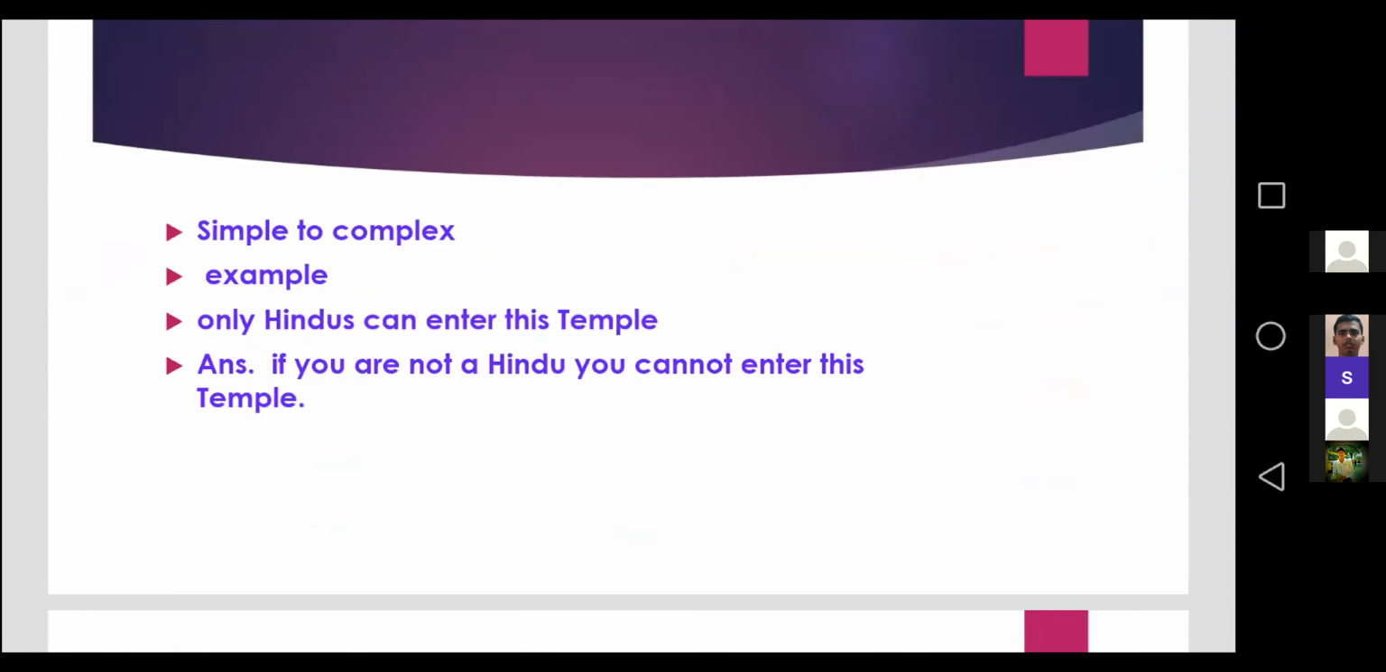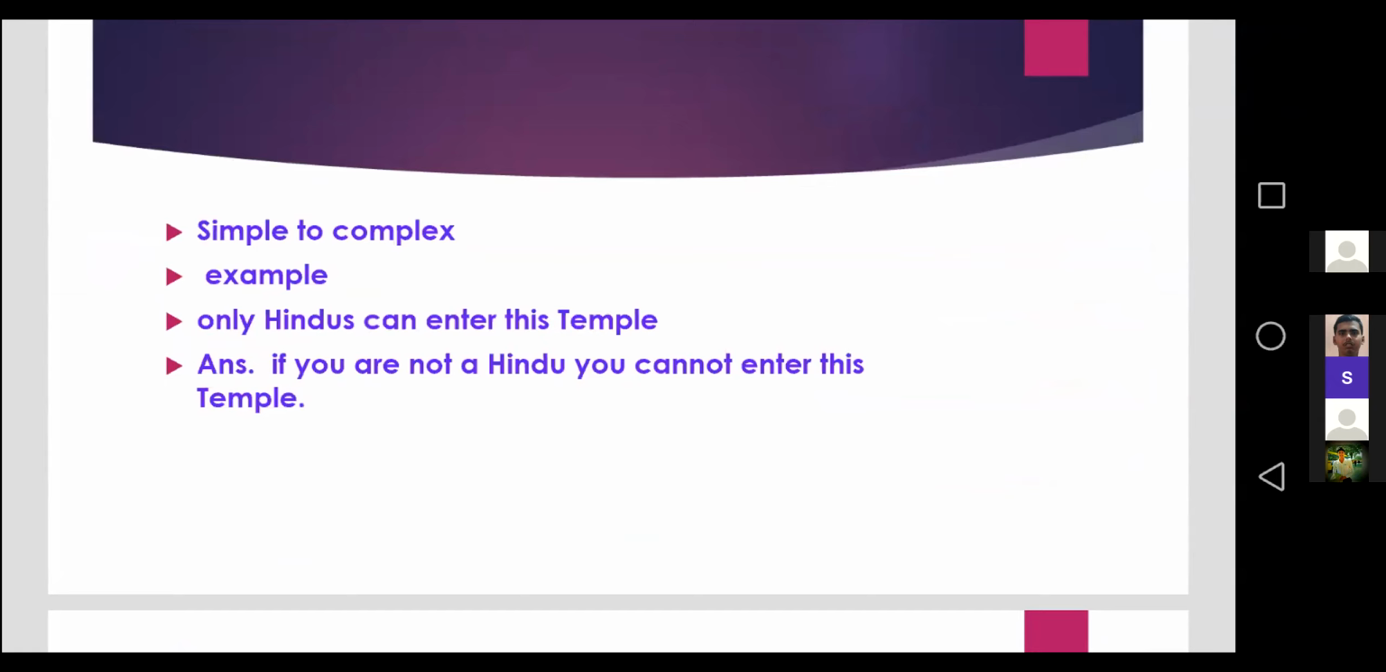Next is simple to complex. So you have one independent clause and you have to deliberately divide it into two clauses, and that too, one should be independent, okay, and the other should be a dependent clause. So how do you try this? Only Hindus can enter this temple. This is a question. It's a simple sentence, right? And if you have to make it a complex sentence, here I have used, if you are not a Hindu, you cannot enter this temple, right?